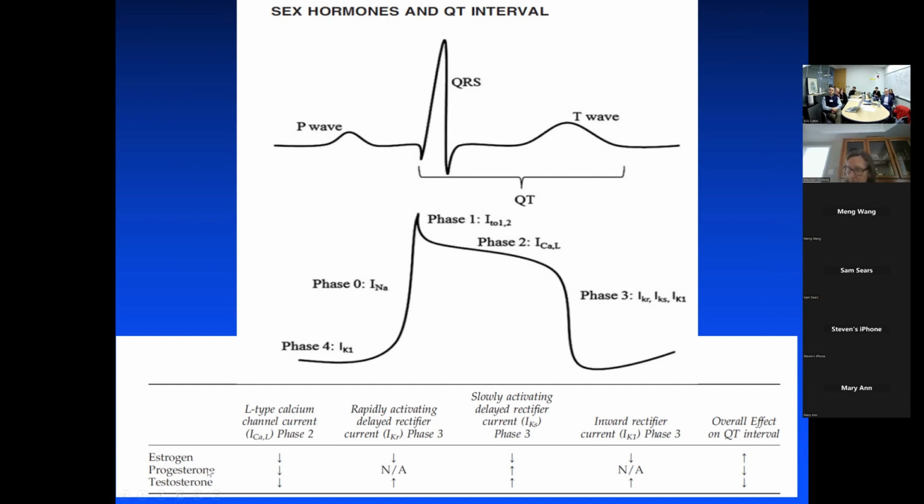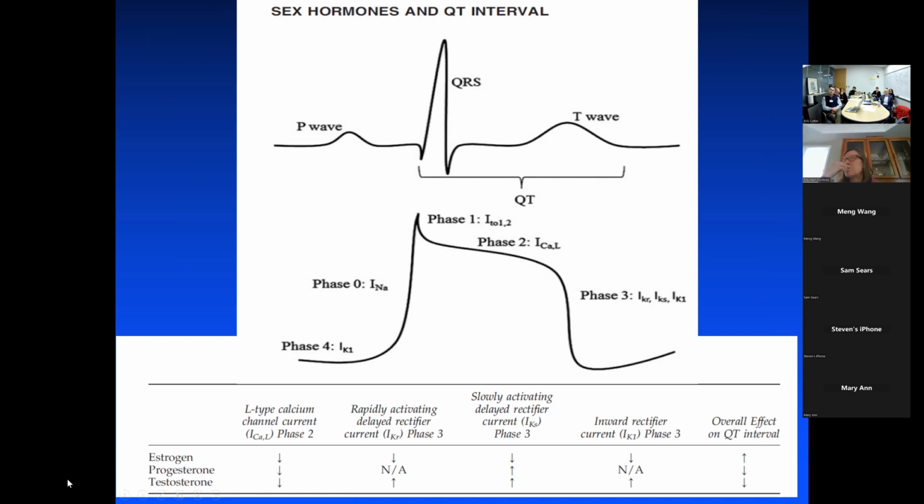But progesterone and testosterone have an opposing effect and possibly increase it. So this may actually reduce the risk of cardiac events in long QT syndrome, so that there's interaction between sex hormones and the ion channel in patients.